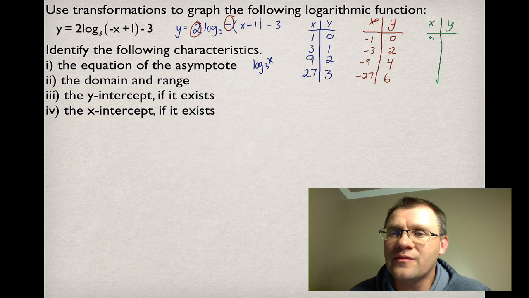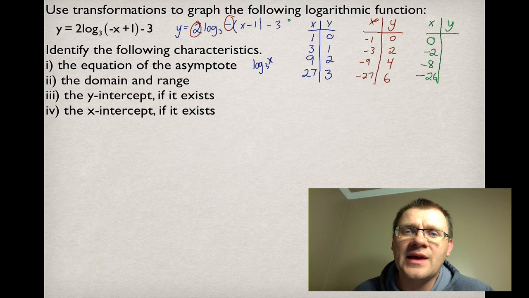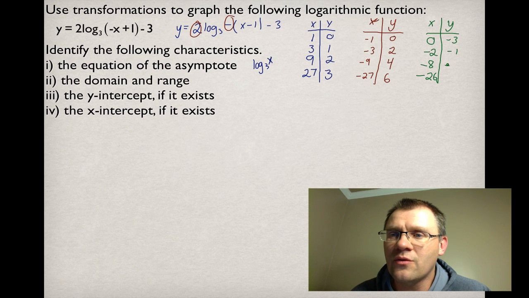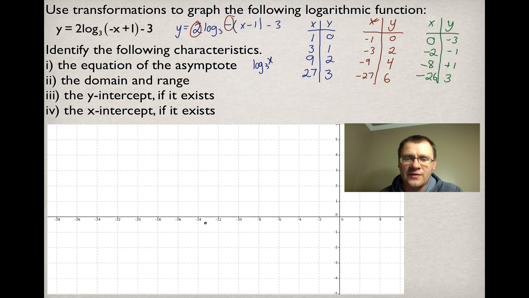So negative 1 becomes 0. Negative 3 becomes negative 2. Negative 9 becomes negative 8. And negative 27 becomes negative 26. This negative 3 at the end of the function means that every point moves down 3. So 0 becomes negative 3. 2 becomes negative 1. 4 becomes positive 1, sorry. And 6 becomes 3. So now we can plot these points on a graph.